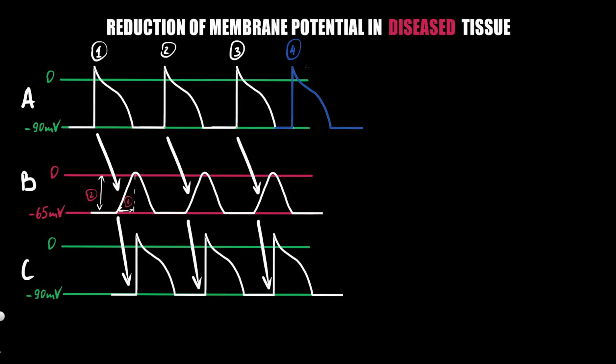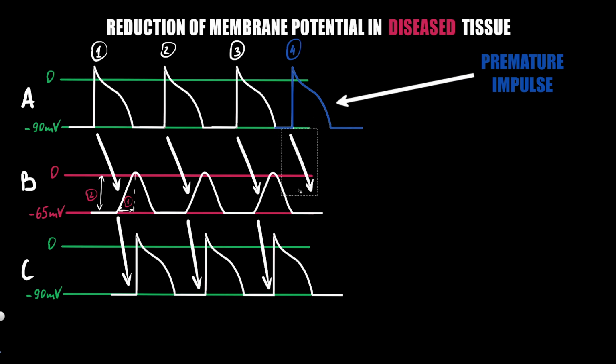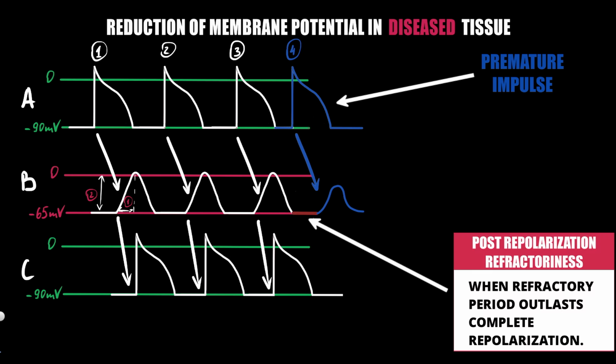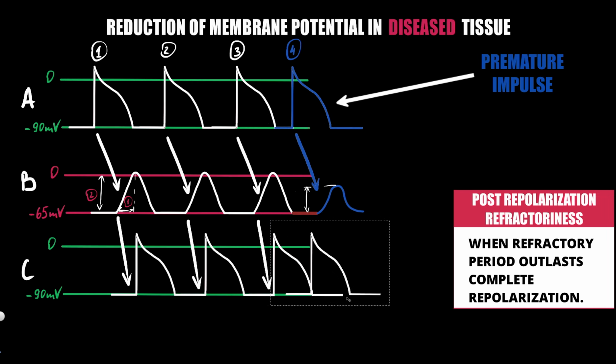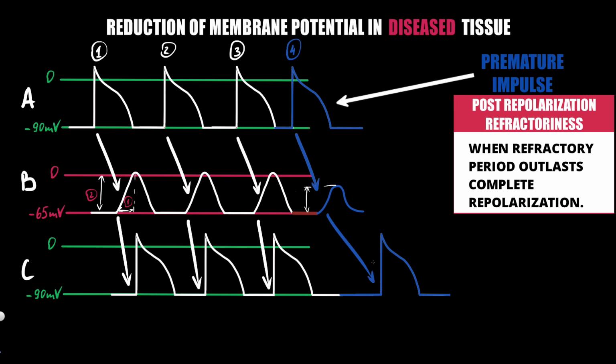When the fourth action potential at site A occurs at a shorter cycle length and arrives earlier at site B, the membrane potential in site B is reduced and refractory periods can even outlast the complete repolarization. This phenomenon is called post-repolarization refractoriness. That in turn leads to further reduction of action potential amplitude in site B, thus conduction from site B to site C is slower.